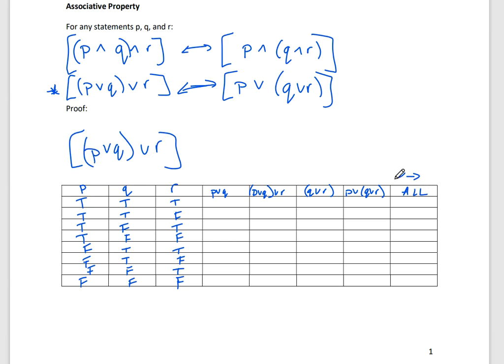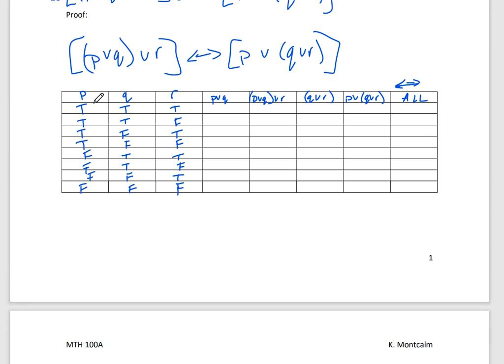So all indicating P or Q or R. This is my biconditional, right? Biconditional with my P or Q or R. Okay, sorry, my biconditionals are looking sloppy today. Okay, so filling in our truth table here.